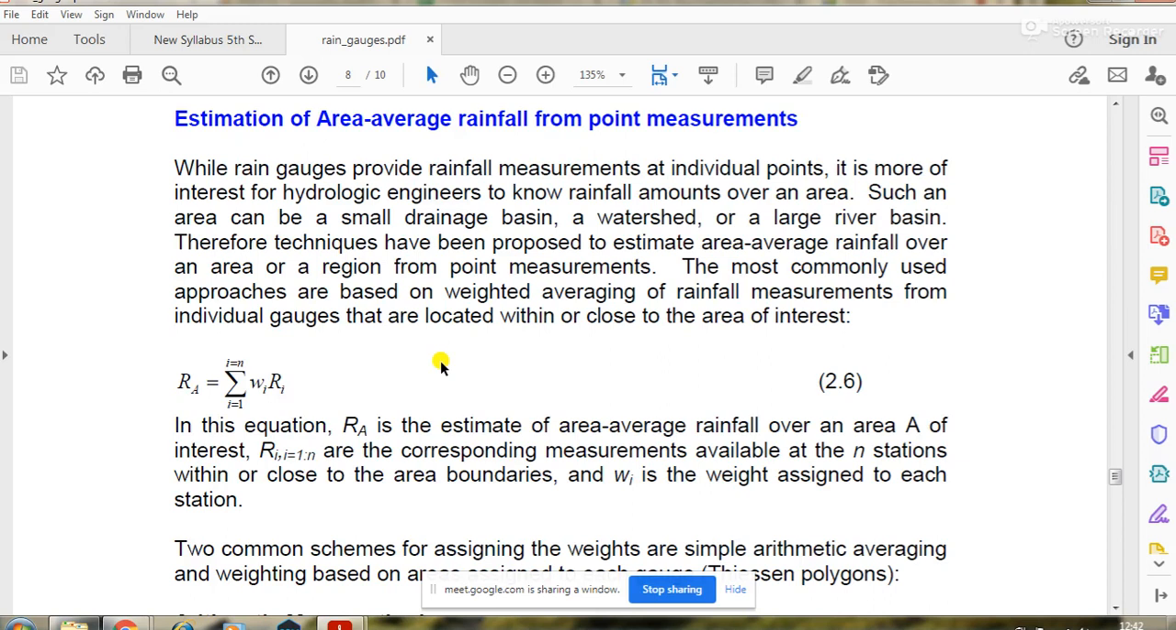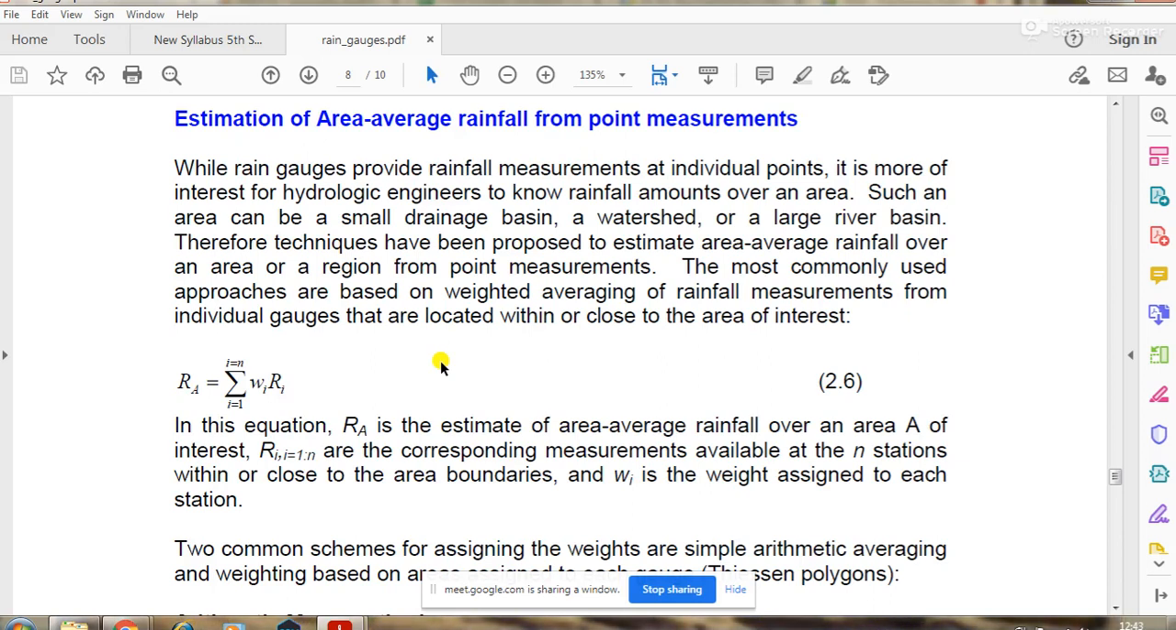So the area of interest is your main concept. Like the G5 station that I mentioned, from there you calculated the other stations in the previous problem. Here also you can see an equation where Ra equals the summation of Wi into Ri, where i goes from 1 to n. We will try to understand what Ra, W, R and i are.